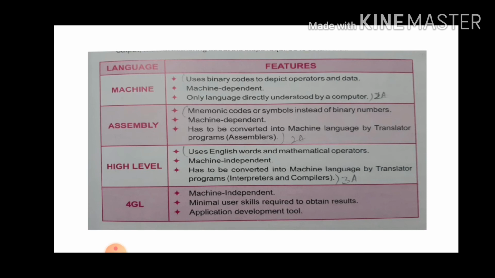Next, assembly language. We have seen what assembly language is. We use mnemonic codes or symbols in order to convert. So we use one translator here that is known as an assembler. That is a software which converts assembly language into machine language. So what is machine language?